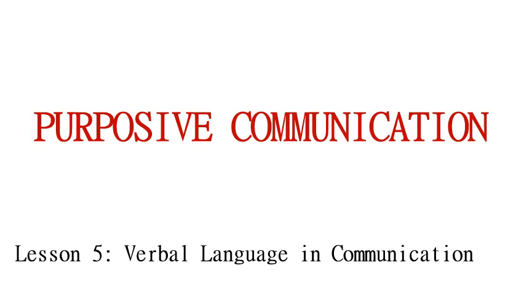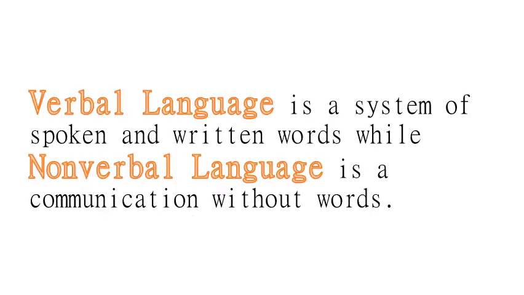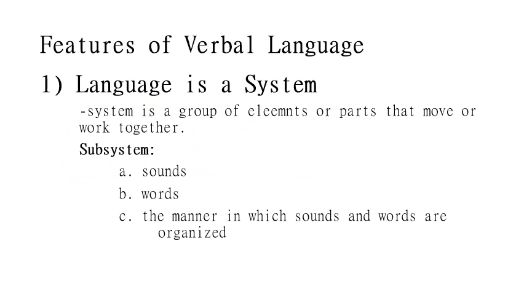So, good morning. For now, we'll proceed with lesson 5, which is all about verbal language in communication. Here are the four objectives that you will be able to learn at the end of the lesson. We have to define or differentiate the two languages, which are verbal language and nonverbal language. Verbal language is a system of spoken and written words, while nonverbal language is communication without words. For now, we will focus on verbal language.